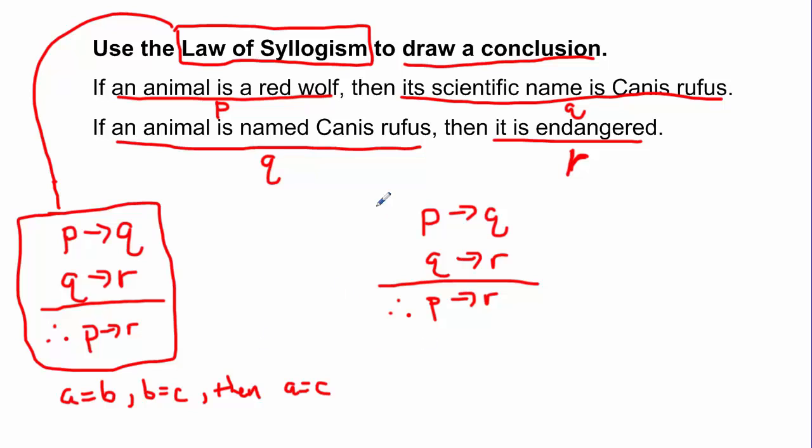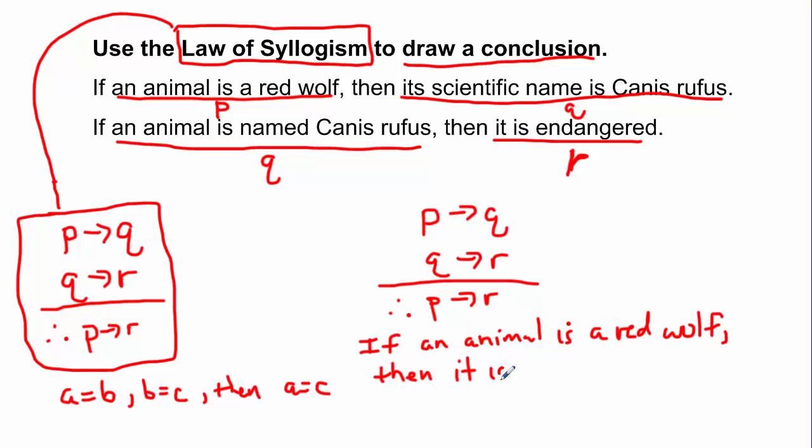Well, what is that actually in terms of a sentence or a conditional statement? P implies R. So I can write a new conditional statement, and that would be: if, so the P comes after if. So if an animal is a red wolf, comma, then I have to look at R. It is endangered.